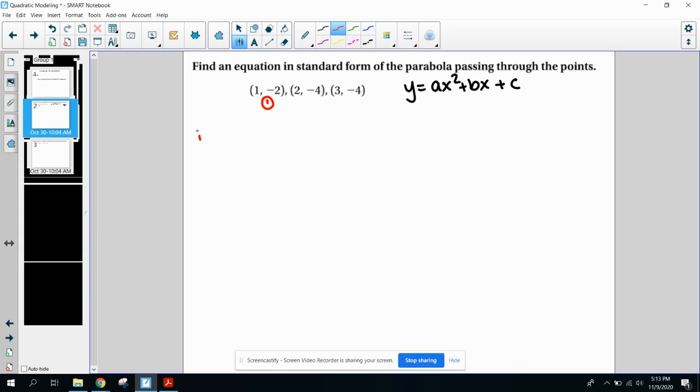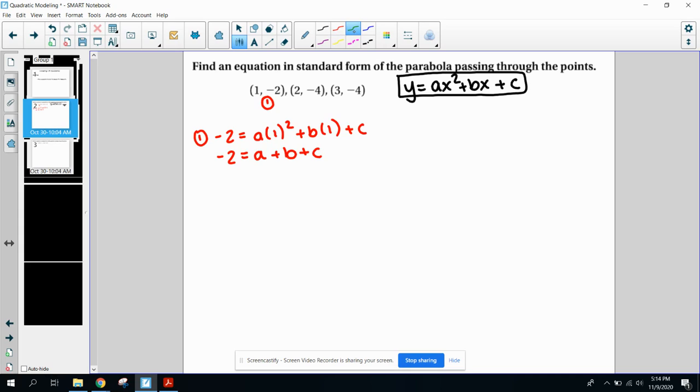So what I'm going to do is plug that point into my standard form equation. So I'm just going to block that for you. Okay, so we want to plug in 1 for x and -2 for y. So we're going to have -2 equals a times 1 squared plus b times 1 plus c. So if we clean this up a little bit, 1 squared is 1, 1 times a is a, b times 1 is b, and then c.